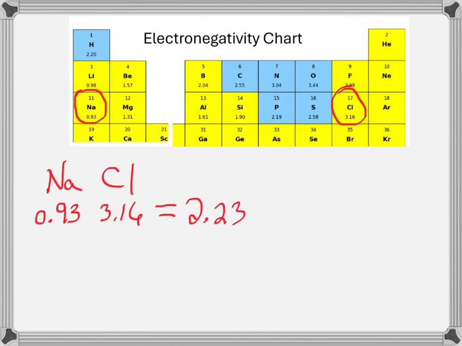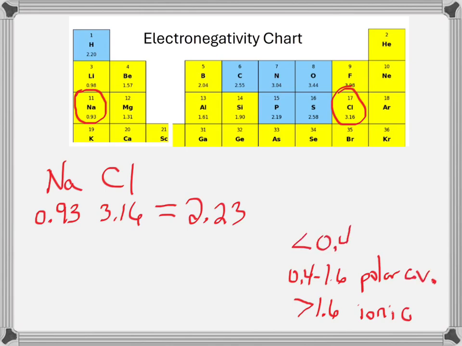Well, it's been figured out that basically if the number is greater than 1.6, it's an ionic bond. If the number is 0.4 to 1.6, it's polar covalent. And if it's less than 0.4, it is nonpolar covalent. I'm running out of space there.